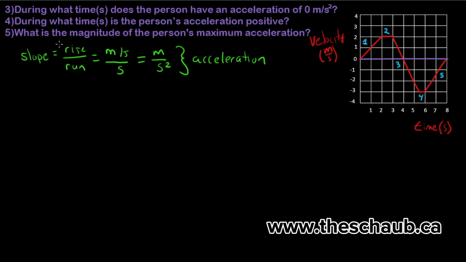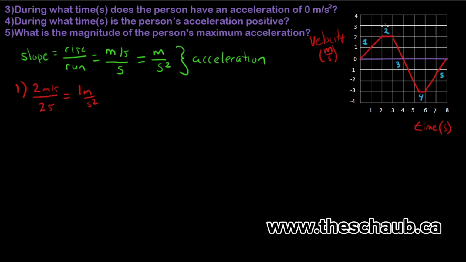Now we're ready to use this equation of slope is equal to rise over run to calculate our acceleration of our various segments. So for segment 1, we have a rise of 2 meters per second and a run of 2 seconds. This gives us a slope in segment 1 of 1 meter per second squared.